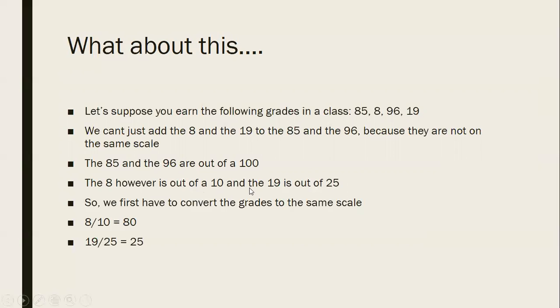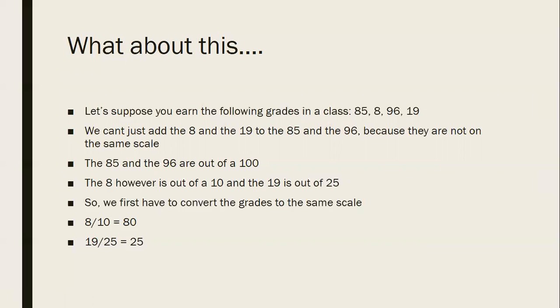So we have to first convert the grades so they can be on the same scale as the 85 and 96. In order to do that, we have to do a little bit of math. We have to divide the 8 by the possible points, which is 10. 8 divided by 10 is 80. 80 is on that 100-point scale. And then we take the 19 and we divide it by 25, and we get, should be 92.